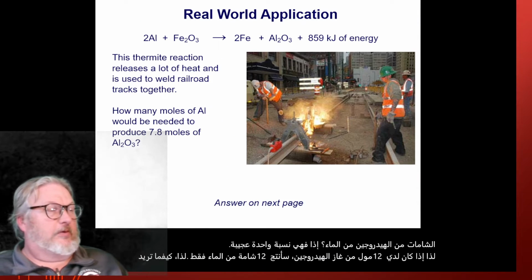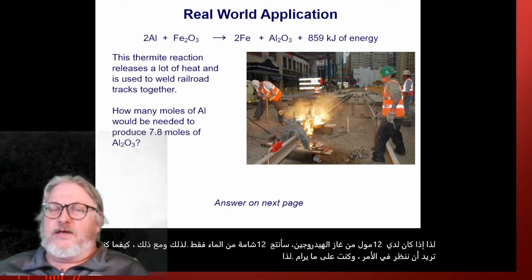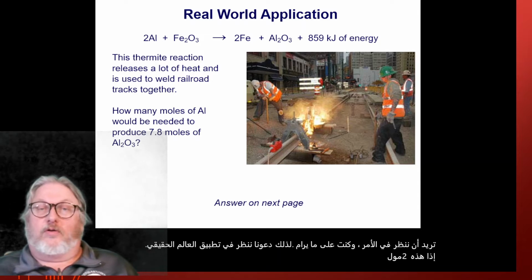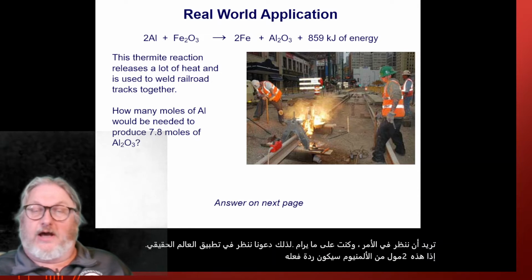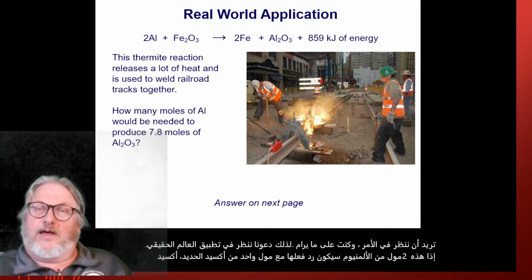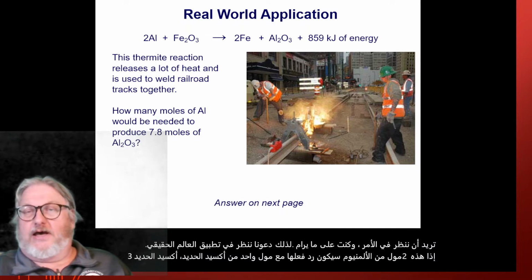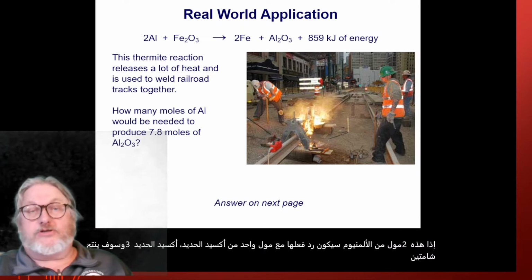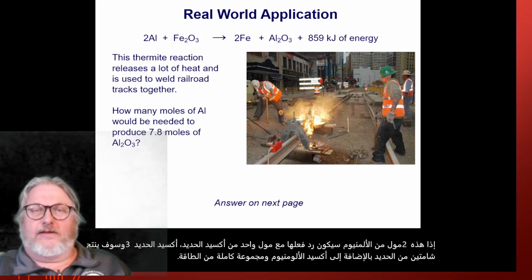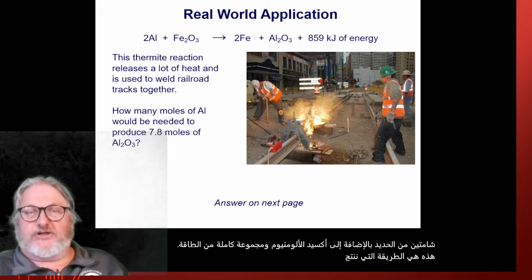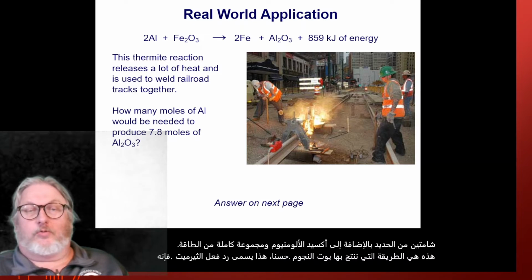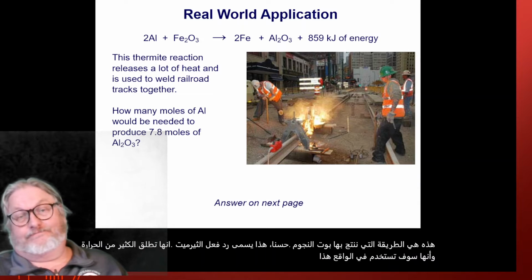So let's look at a real-world application. So this is 2 moles of aluminum. It's going to react with 1 mole of iron oxide, iron 3 oxide, and it's going to produce 2 moles of iron plus aluminum oxide and a whole bunch of energy. This is how we produce thermite. Okay, this is called the thermite reaction. It releases a lot of heat, and they'll actually use this to weld railroad tracks together.